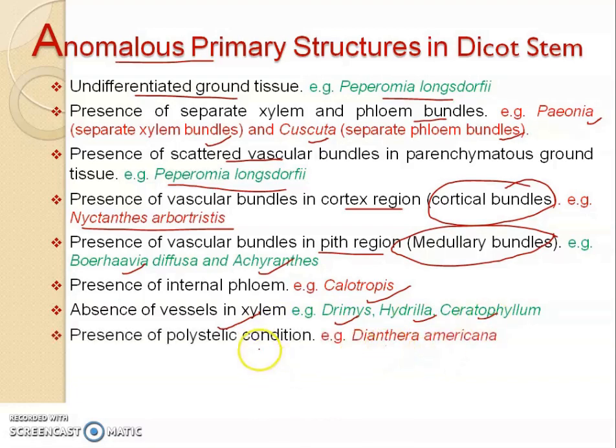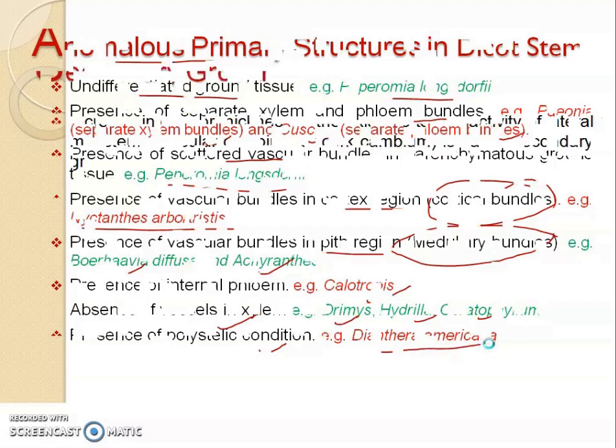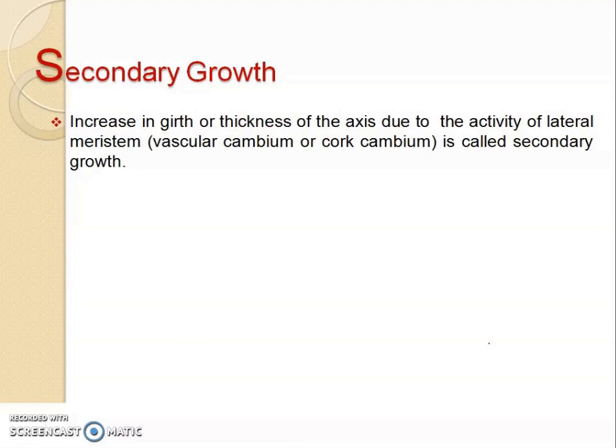Presence of polystylic condition. Generally, in normal structure, a single stele is present, but in the case of Dianthera americana, polystylic conditions are present. Now, before anomalous secondary growth, we should know about the secondary growth.